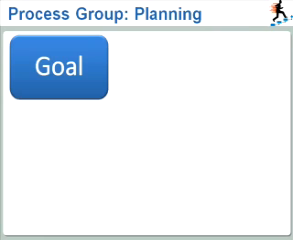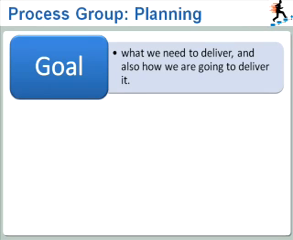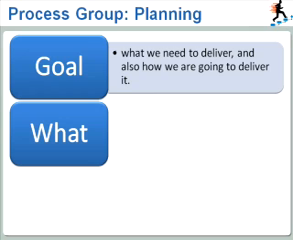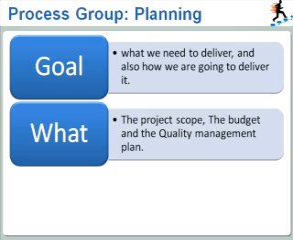The planning process group is one of the largest of the 5 process groups that we have. Why do we have it? What is the goal of all of this planning? Well, from a project point of view, the goal is to better define what we need to deliver, but also how we are going to deliver it. What we deliver is primarily defined in the project scope, but also in the budget, where we say how much it will cost, in the schedule, where we say when it will be done, and in the quality management plan, where we say at what grade we will be delivering a result.